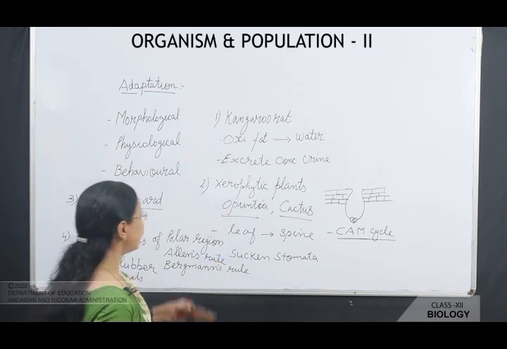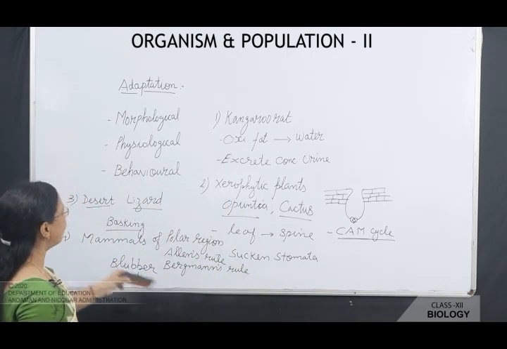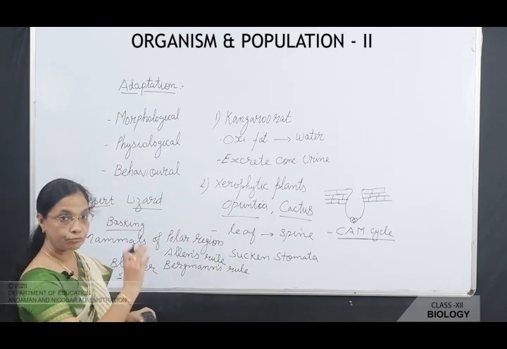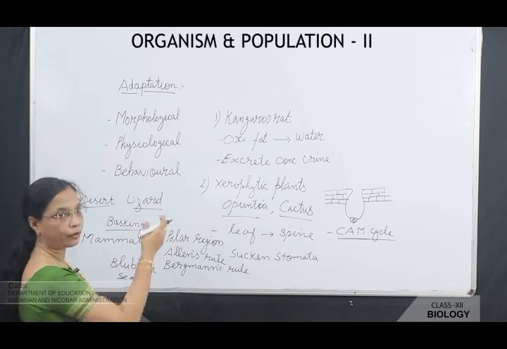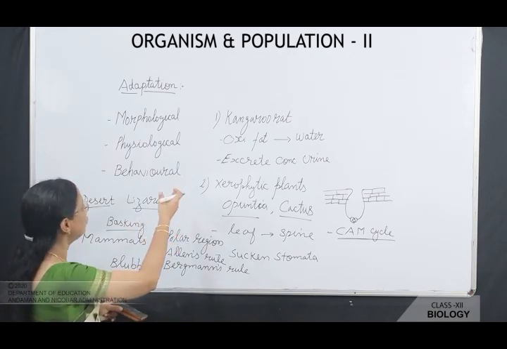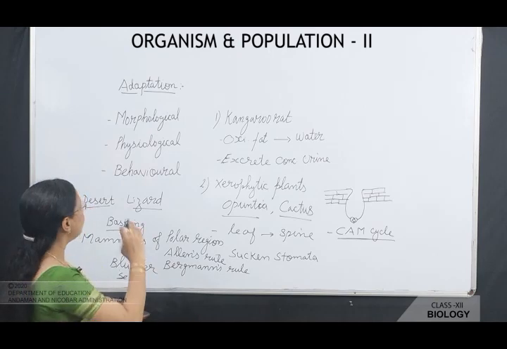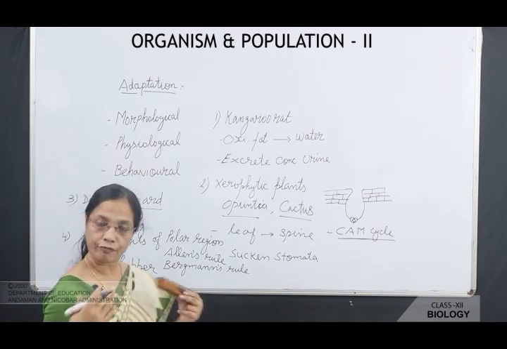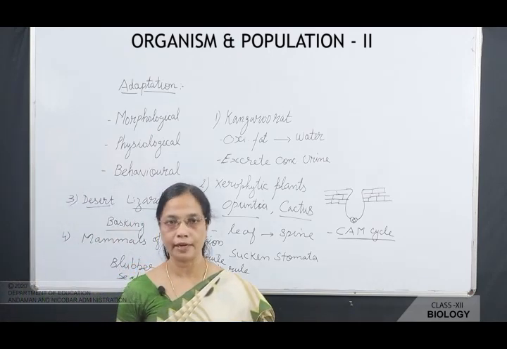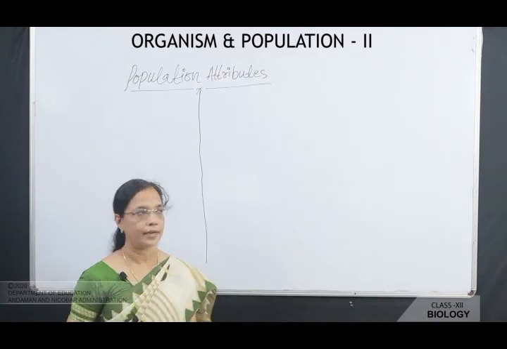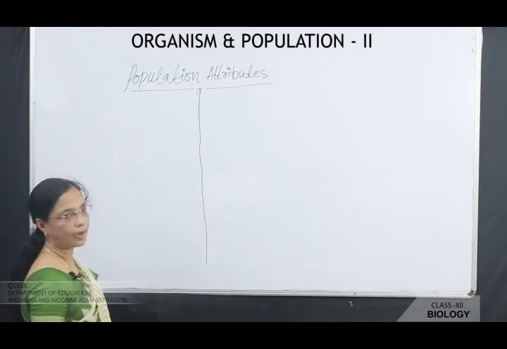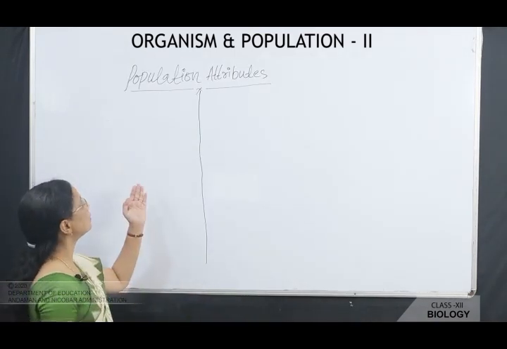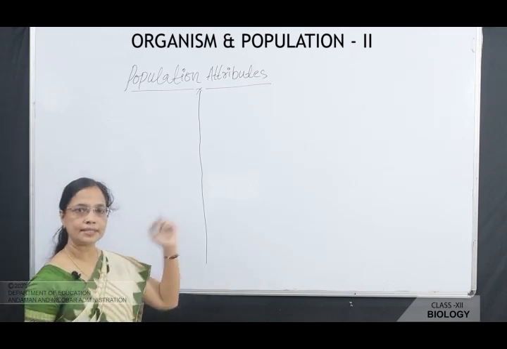So children, now you see, we have studied various examples by which we came to know how organisms morphologically, physiologically, and behaviorally modified themselves to adapt to their environmental condition. Our next topic is population attributes. These are the two terms: one is population, second is attributes.